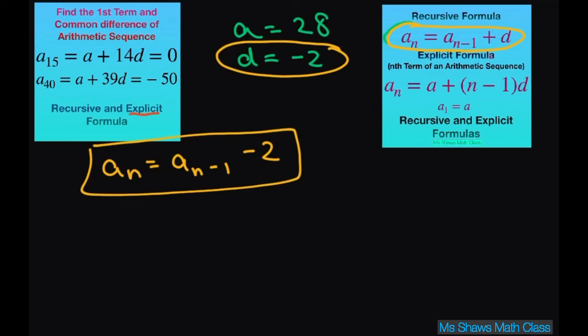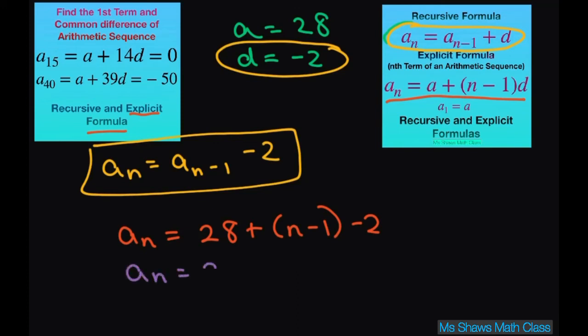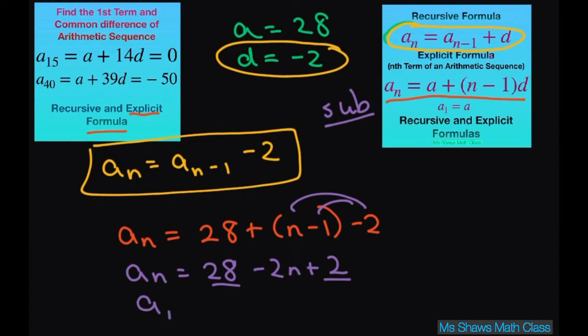The explicit formula is a little harder, not much. So we're going to write a sub n equals your first term plus n minus 1 times your common difference. Now simplify this. Just distribute here. You get minus 2n plus 2. So we just have to add those two and we're done. So a sub, and I'm saying sub for subscript, a sub n equals 30 minus 2n.